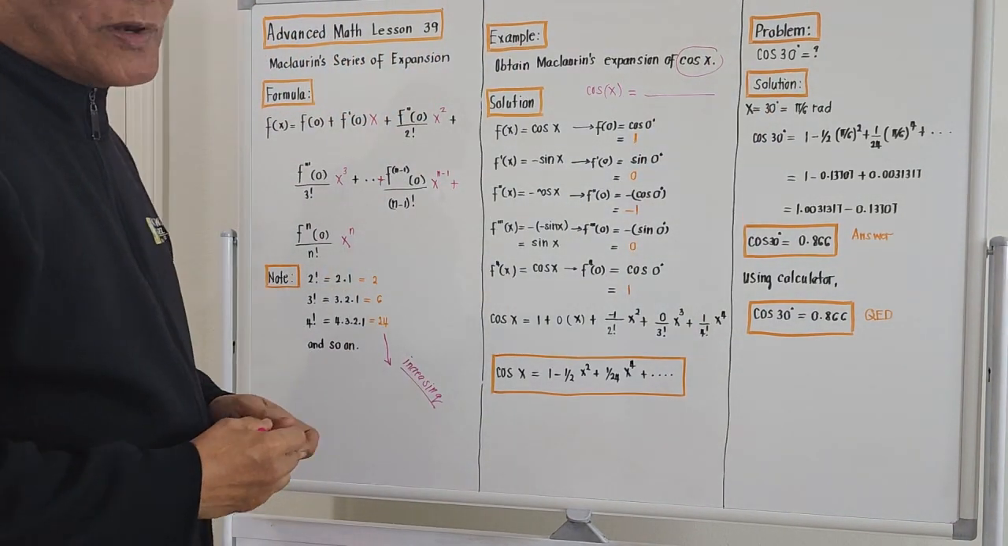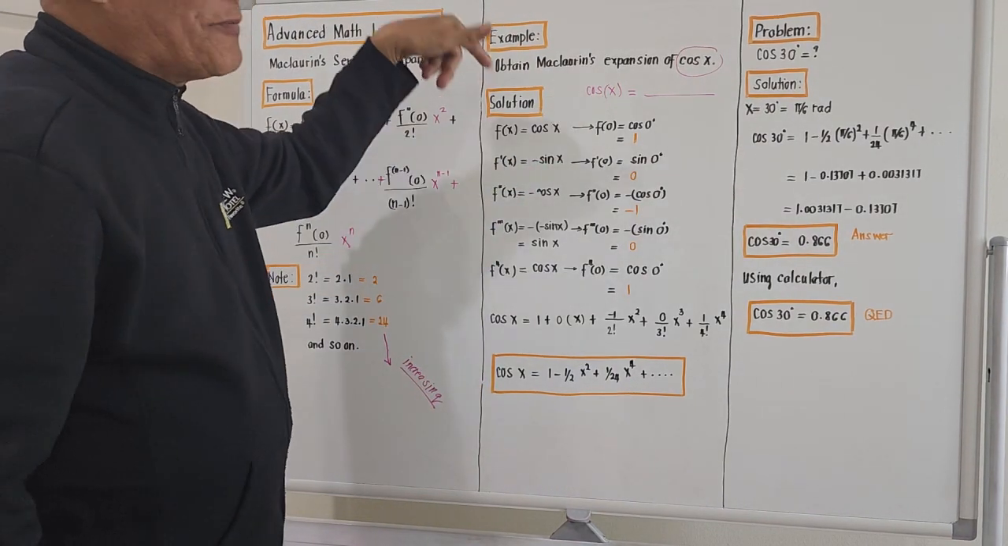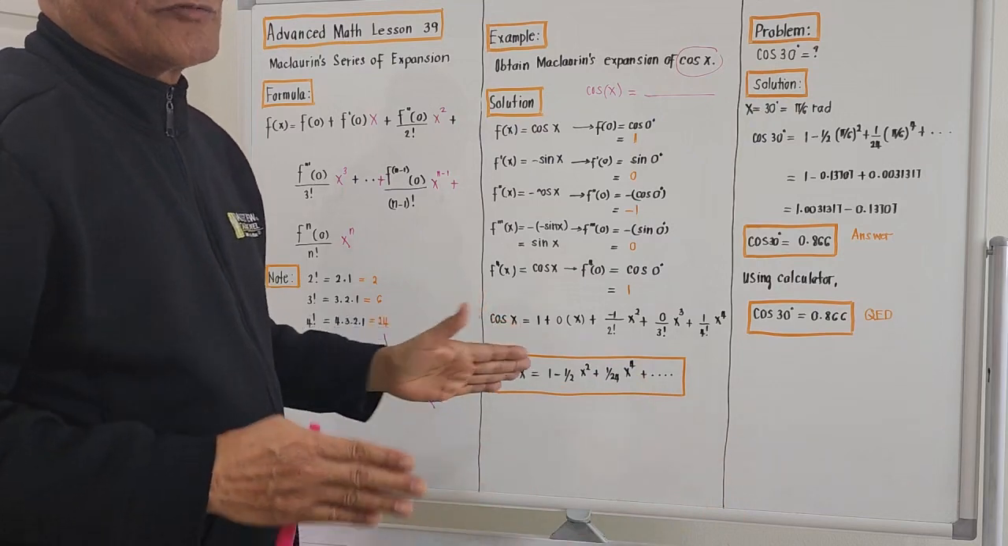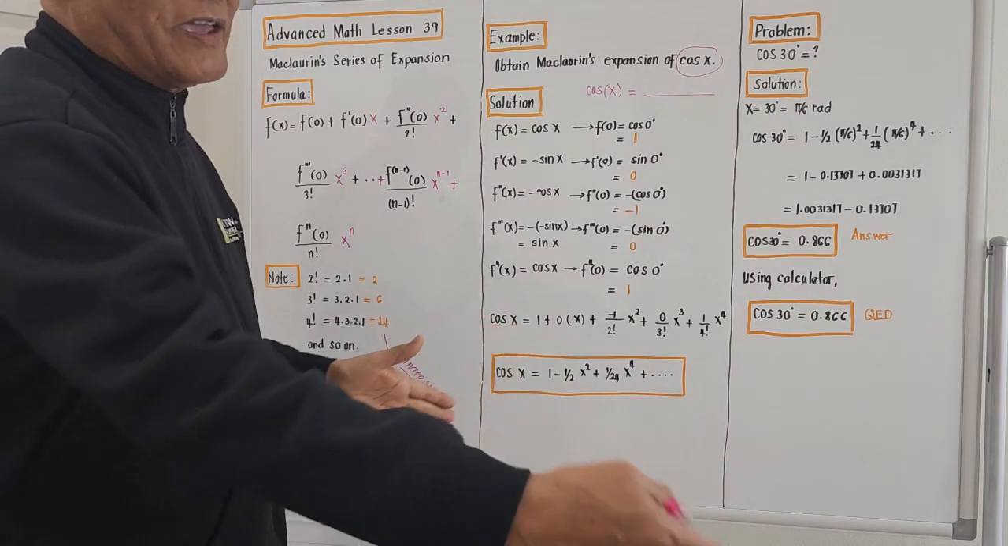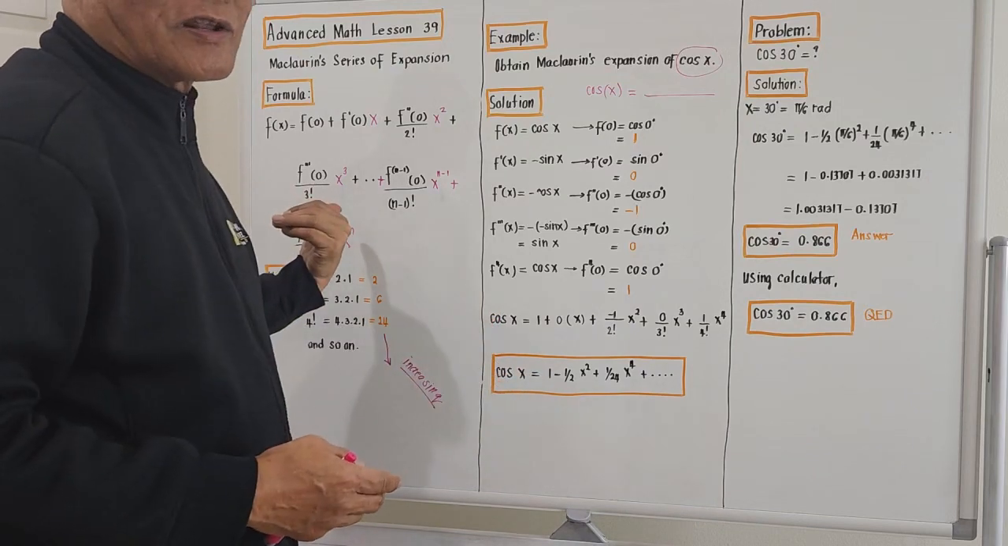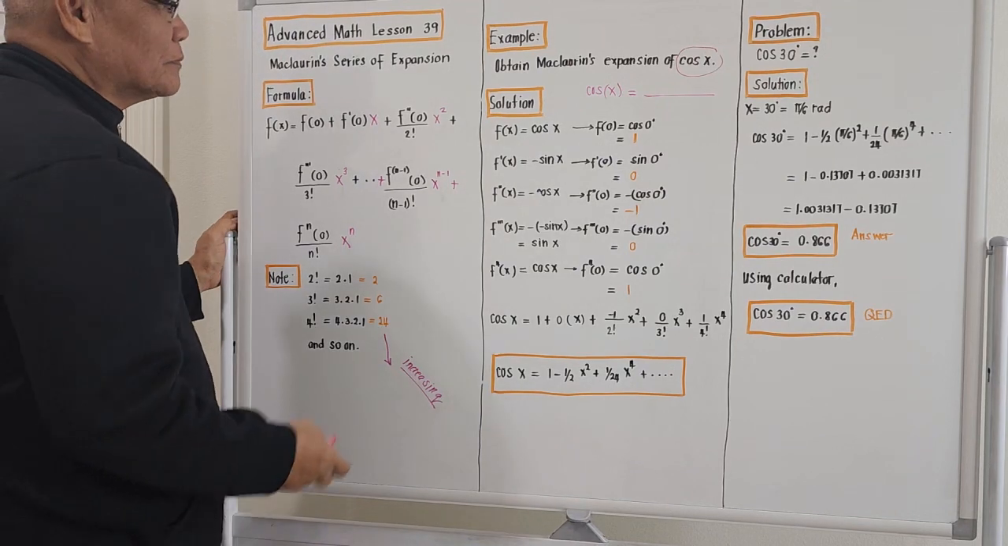There should be a formula on how we could compute for cosine of x for this given problem. Actually, any function that we would like, sine, cosine, tangent, or anything, we could use Maclaurin series of expansion. Okay, let's try to bring out the solution.